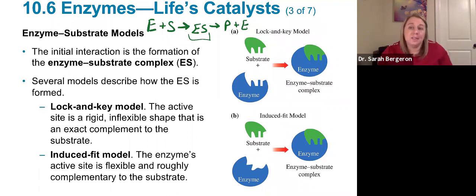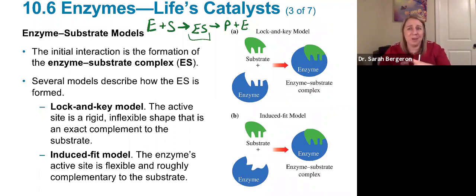It doesn't exist that much. It's not the typical way that enzymes work. So in the lock and key model, the active site is fixed. The substrate is fixed. They are both rigid and inflexible, but it's like a puzzle piece. It fits in perfectly. It's the exact complement to the substrate, and that's how you get the enzyme substrate complex.